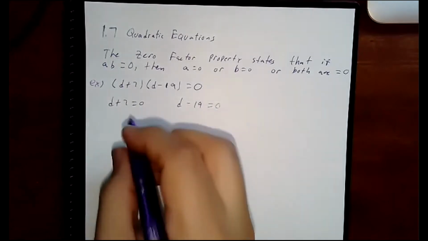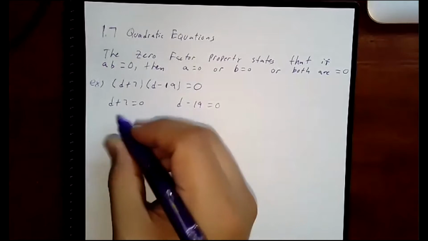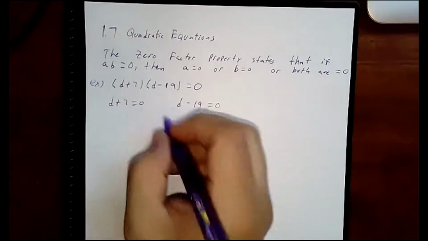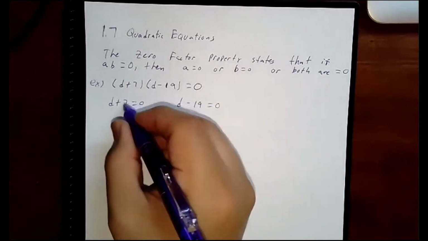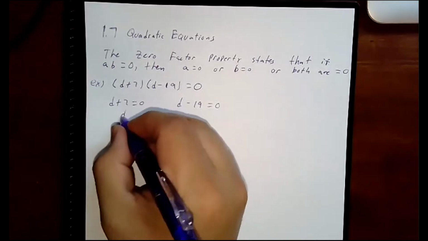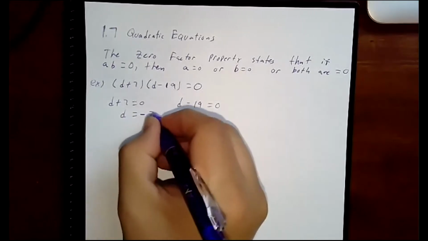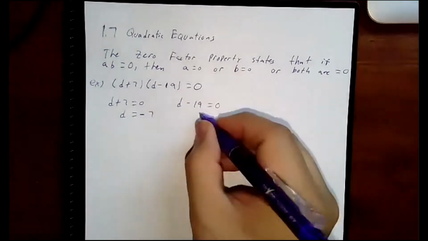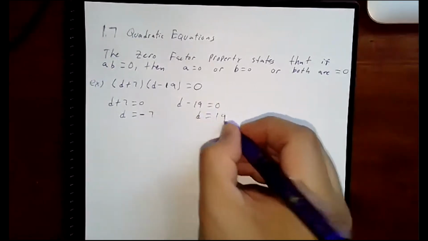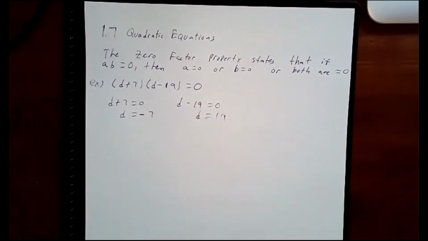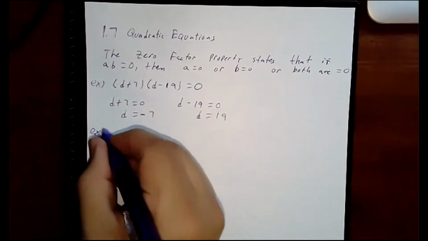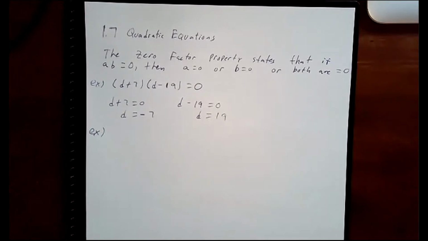Then after that, you just isolate the variable. So we will subtract 7 on both sides, or you can think of it as moving it over, however you want to think about it. The 7 becomes negative. I move the 19, it becomes positive. That makes sense, the basic idea.